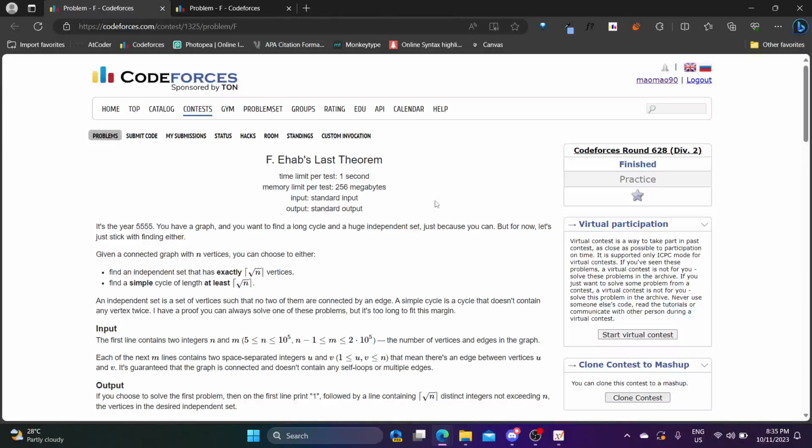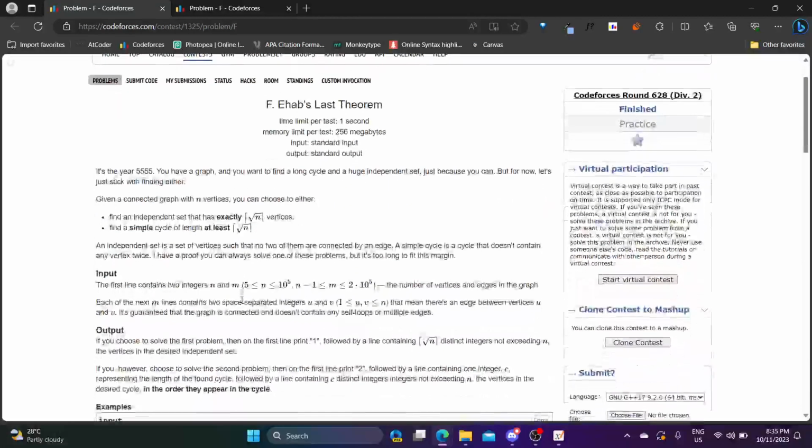Okay, so this question is quite similar to the first question, but instead of just now, where we want to find a cycle smaller than or equal to k, right? This time we want to find a cycle larger than square root n. So this time we want to find a bigger cycle. Otherwise, we want to find an independent set of exactly square root n.